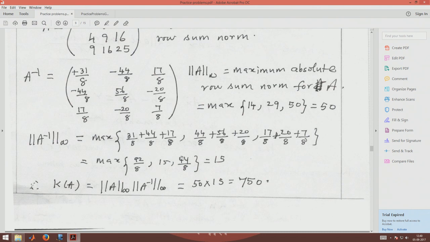So, the condition number of a given matrix A is K of A given by norm A infinity into norm A inverse infinity, which is 50 from here and 15 from norm A inverse infinity. That gives you 750. So, we can say that the matrix A is an ill-conditioned matrix.